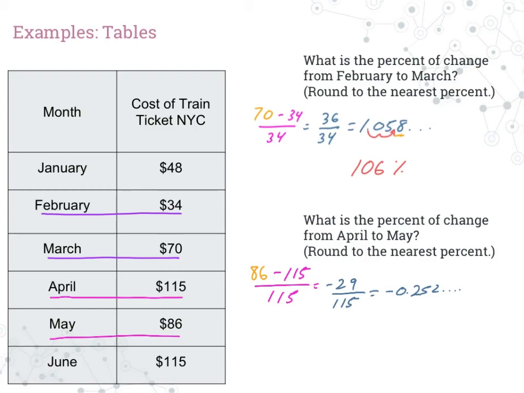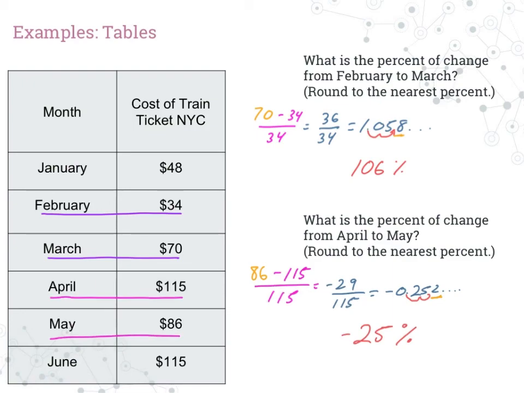So now again, I have to take my decimal and make it a percent, because I want percent of change, not decimal of change. So I'm going to move my decimal 2 places to the right, or multiply by 100. When I do that, I get 0.25, but then I have to make sure that I'm rounding properly. So I'm going to take a look at that 2. That 2 is not going to cause that 5 to go up, so that means that my final answer is going to be 25% negative.